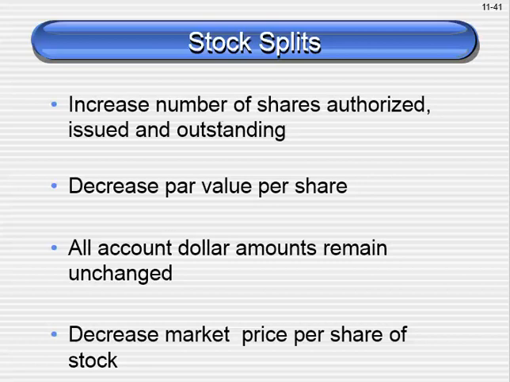So the stock split increases the number of shares authorized, issued, and outstanding. I mentioned that before. There's a corresponding decrease in par value per share, and all account dollar amounts remain unchanged. Also, there will be a corresponding decrease in the market price per share. Now, it doesn't have to just be a 2-for-1 stock split. I've actually had a stock go 10-for-1 once. I got 10 shares for every one I owned. I've also seen a 3-for-2 type of stock split, so there's all kinds of things a company can do.